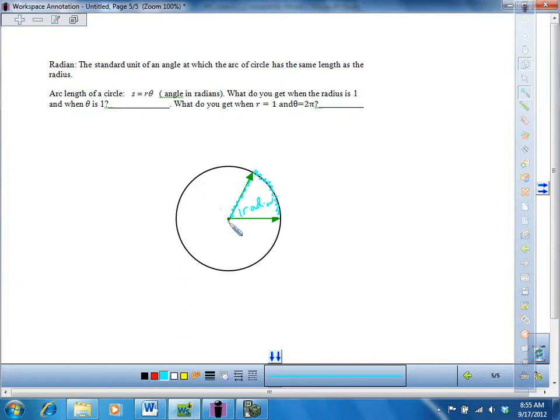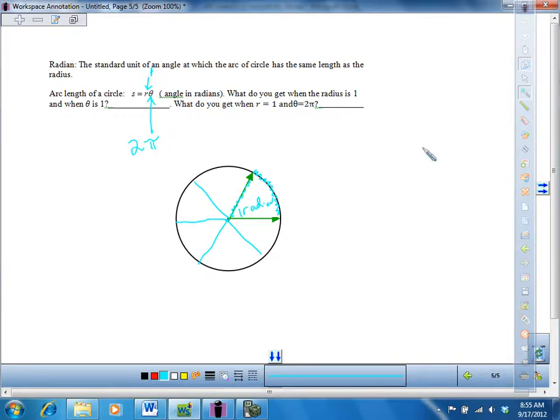So if I were to do this out, it comes out that there are 2 pi radians in one circle. So all the way around, there are 6.28 of these angles per circle. So the standard unit, what do you get when the radius is 1? In this case, theta is in radians. Arc length of a circle. And if you go all the way around, that is 2 pi radians.